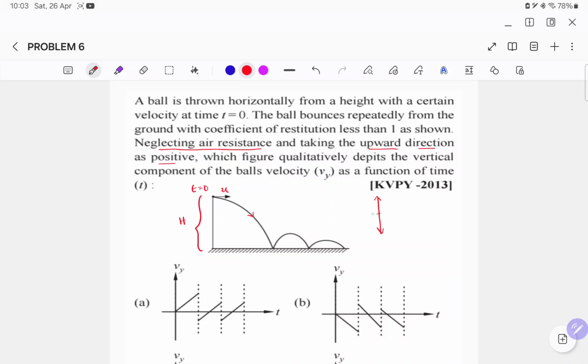So if this is the origin, it will be plus y axis, so j cap, and gravity will be minus j cap. Now when this projectile projected horizontally lands here, it suffers a collision with the floor. Those collisions are considered inelastic collisions where the coefficient of restitution is less than 1. We know its symbolic form is small e.